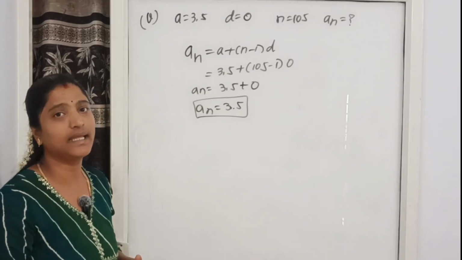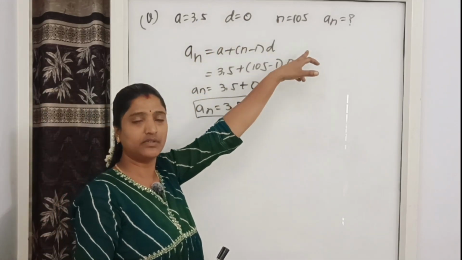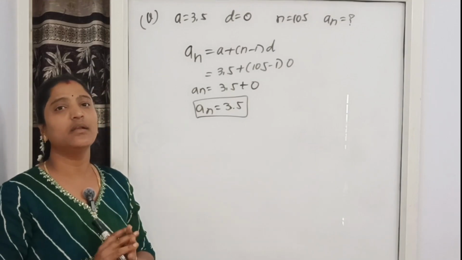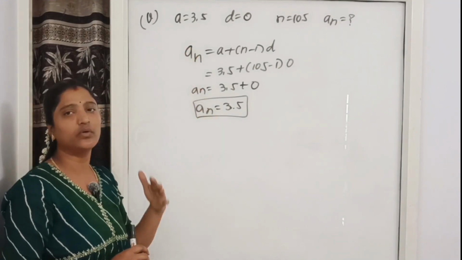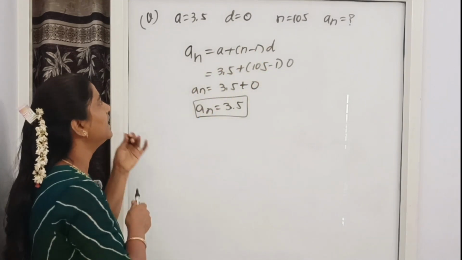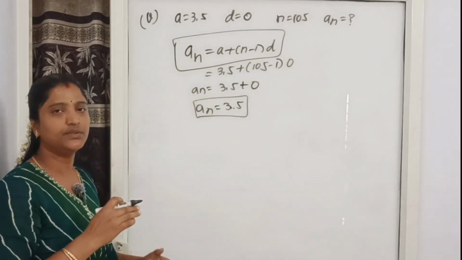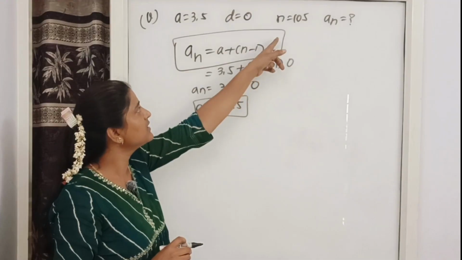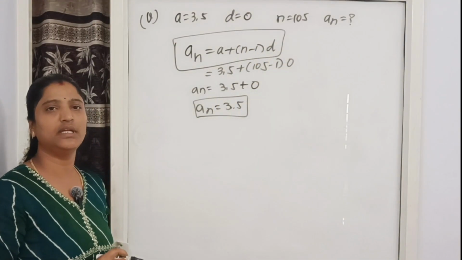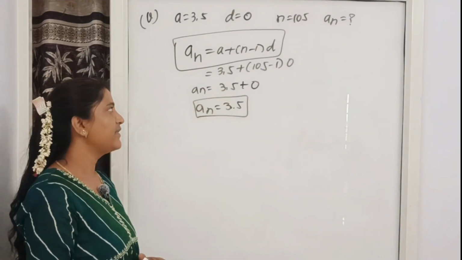So they may ask like an MCQ. If a is given, common difference is 0, number of terms is given, what will be the nth term? Nth term is nothing but the first term only, a only. So you have to recall the formula. nth term formula: an is equal to a plus n minus 1 into d. If d is 0, this fully becomes 0. 0 plus a only. Whatever a value they give, that only becomes the nth term. Okay. So this is the first question.